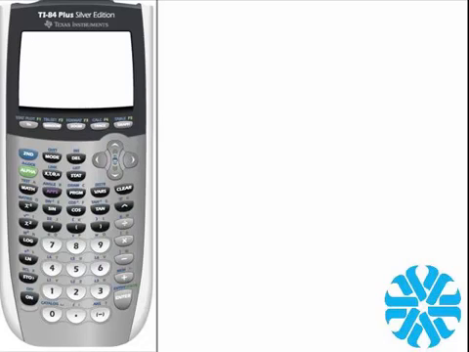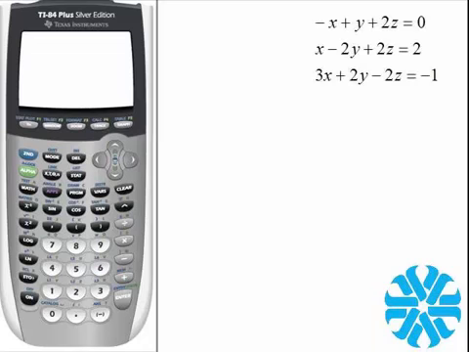Example number 1 will have one solution. Use a matrix in row-reduced echelon form to solve the following system of equations. Negative x plus y plus 2z equals 0. X minus 2y plus 2z equals 2. And 3x plus 2y minus 2z equals negative 1.